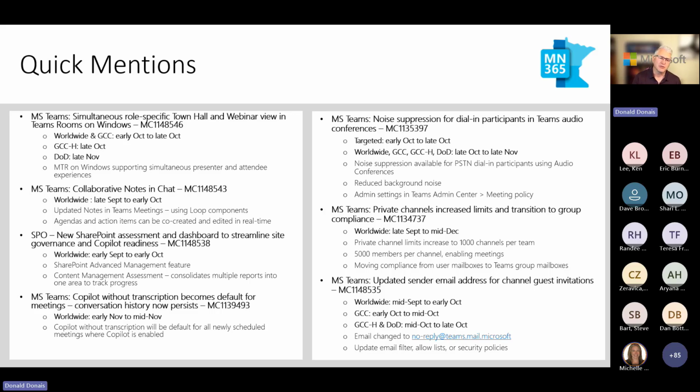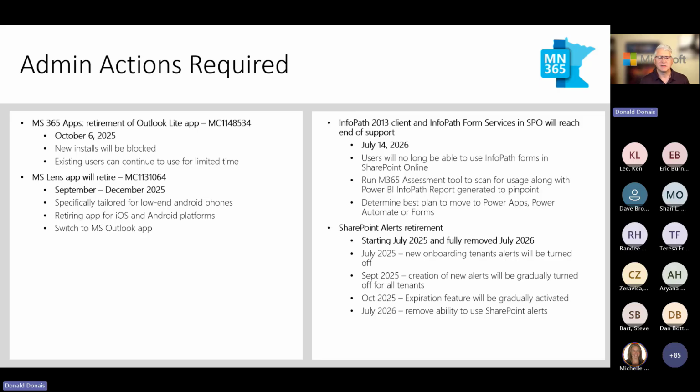Then let me jump to the admin actions, and we'll get into our content here. A couple of things. Number one, if you're an Android user, you may be familiar with a tool called the Outlook Lite app that was on Android devices, for lower-end devices that didn't have a lot of power. But that is being discontinued on October 6th. So it's gone as of Saturday. I wanted to let you know, because if you're using that, you can't anymore.